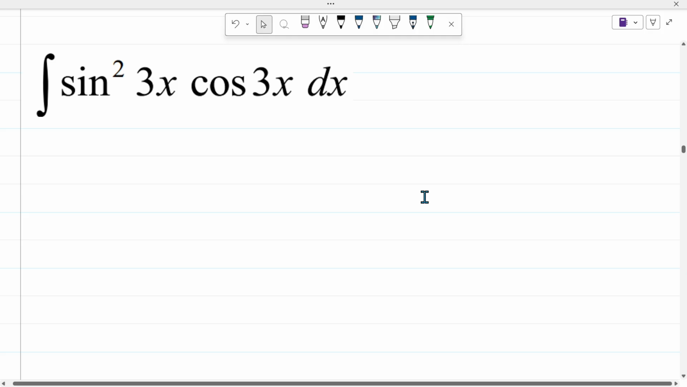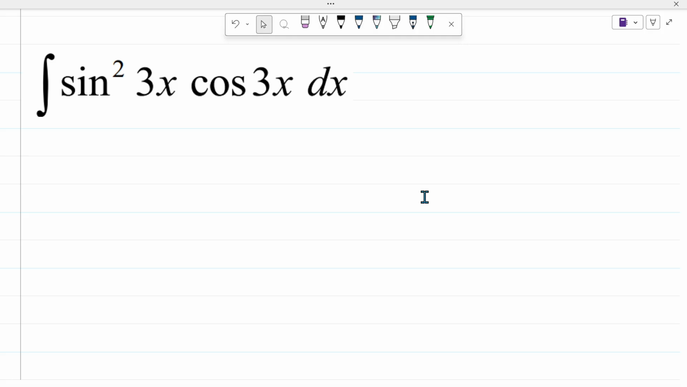So yeah, we have another question here, which is the integral of sine squared of 3x multiplied by cos of 3x dx. So first things first, can we simplify this? No. Do we have a function and its derivative? Not really, but we can make sure of it by cooking the coefficient.